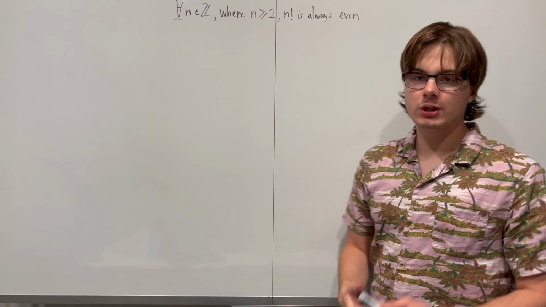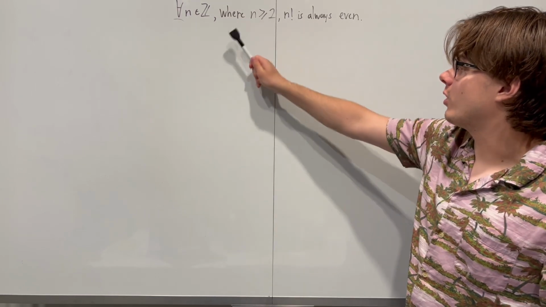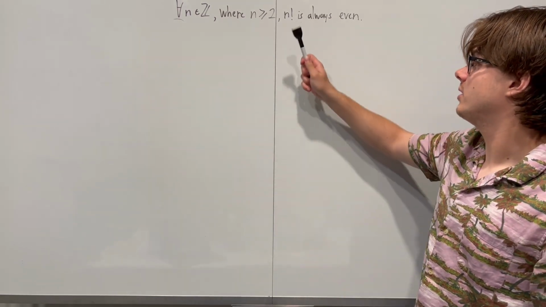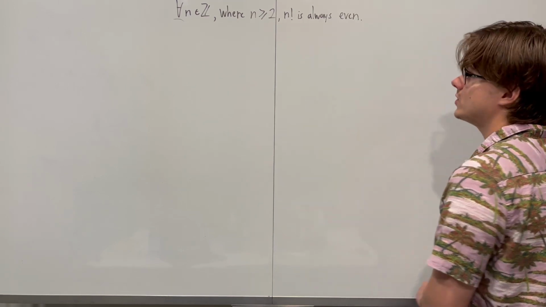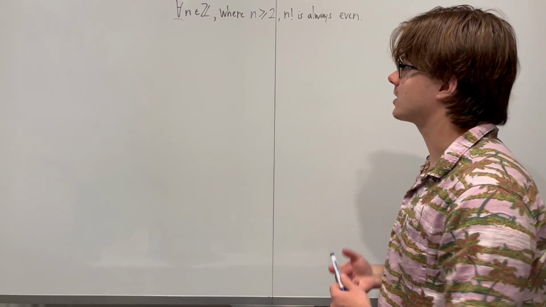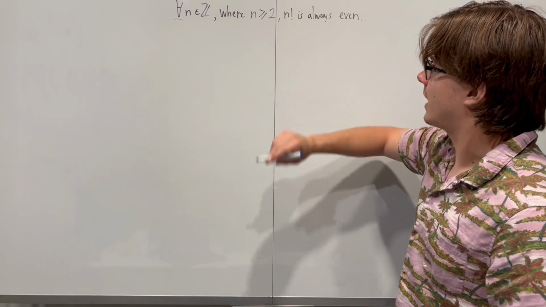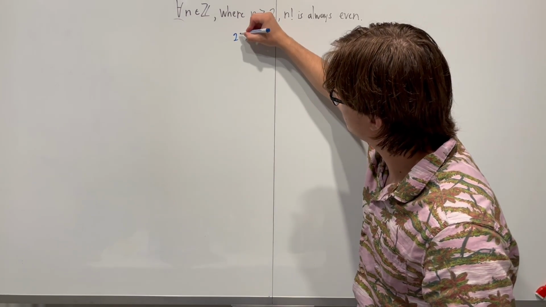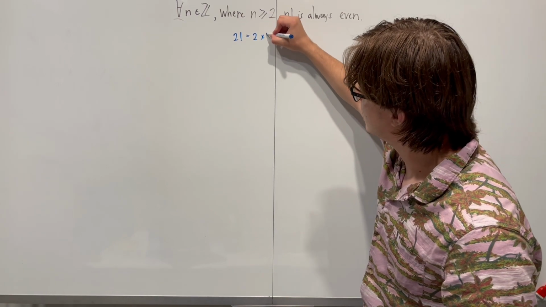So the problem we're going to try and solve today is for any integer n where n is greater than or equal to 2, n factorial is always even. So the first thing you should do when you see this problem is, of course, look at some examples. And I'm going to do these in blue just because I'm not going to keep them on the whiteboard. So first we should look at 2, right? 2 factorial is going to equal 2 times 1.